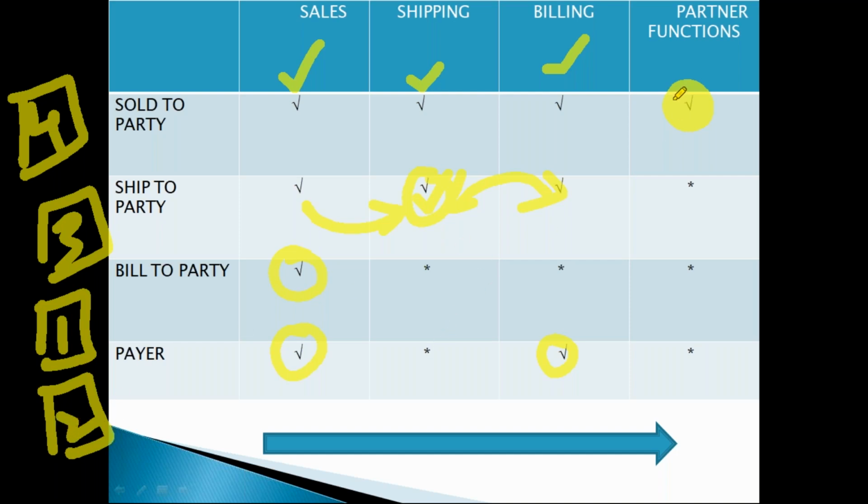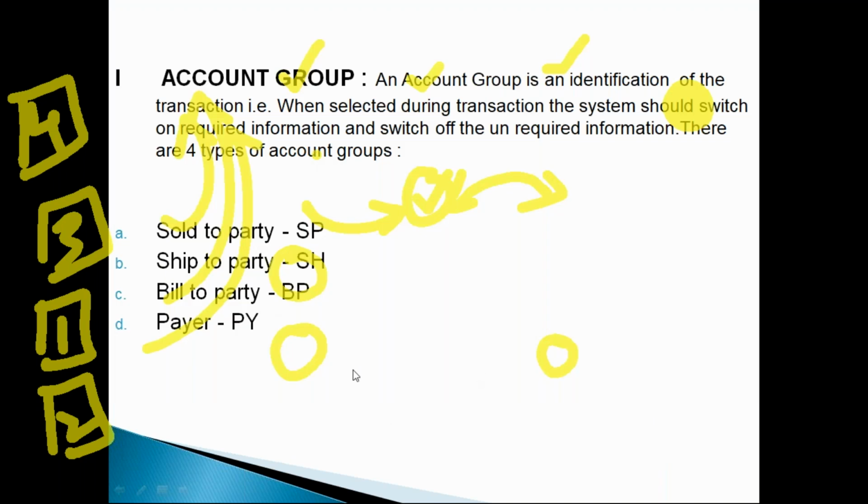So here, what partner functions is all about is the place where you maintain the identity of shipping, billing, and payer. The sold-to party has a ship-to, a bill-to, and a payer. So we'll see how to work on all this in the system.